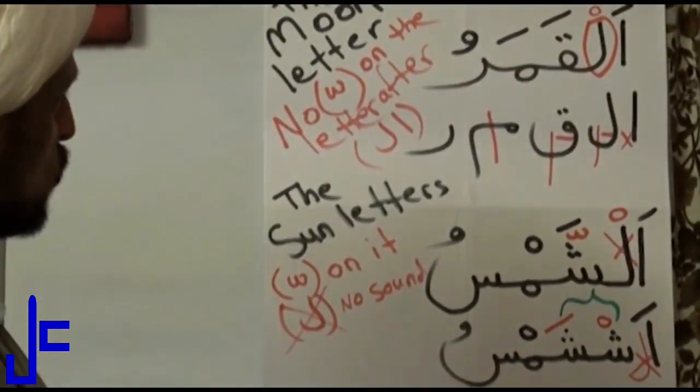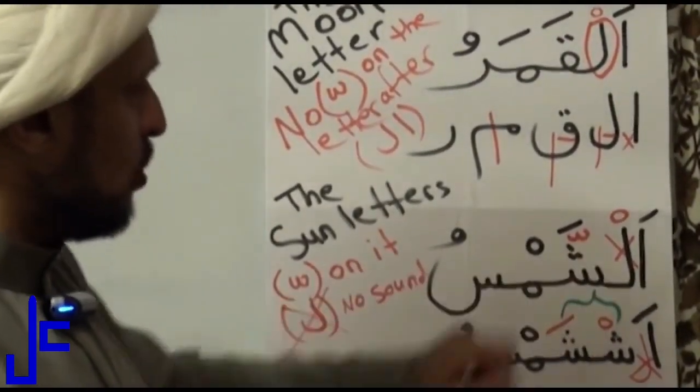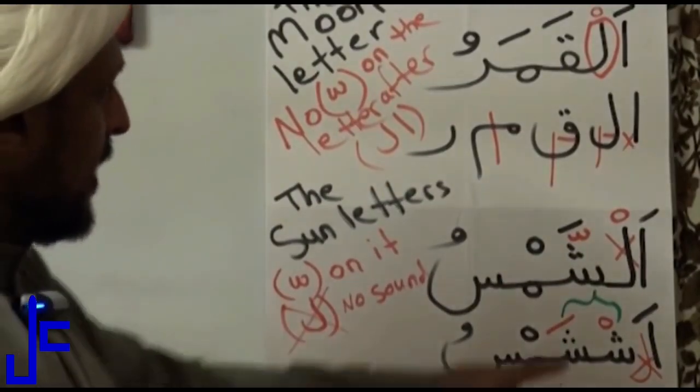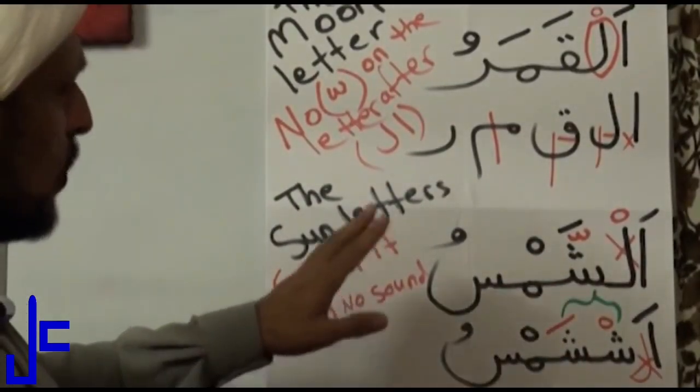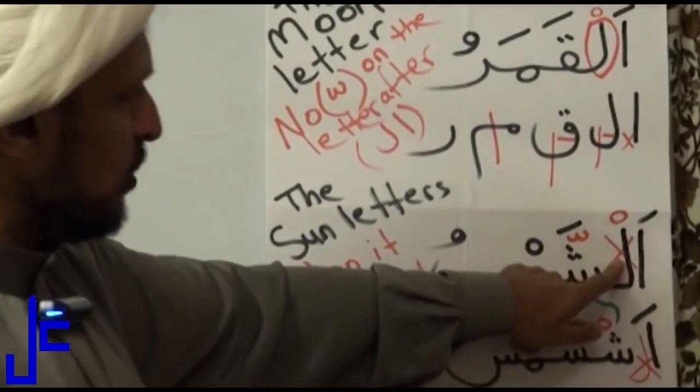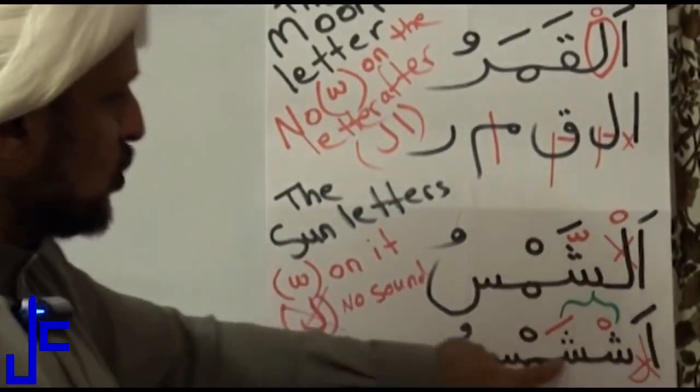And what about sun letters? There is a shadda on it. Ash-shams. So what happened here? Lam goes away. Ash-shams.